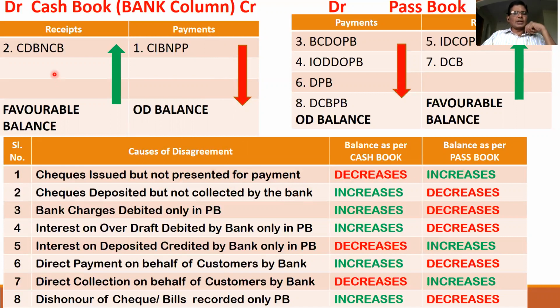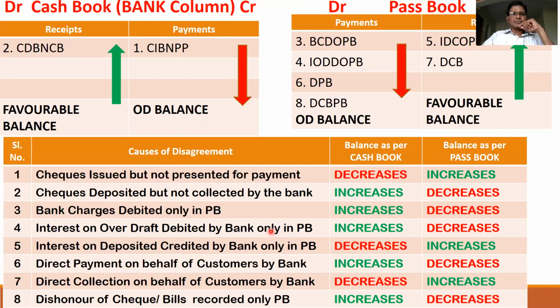Cheques are deposited but not collected by the bank. Whenever a cheque is deposited, you know very well that first it is entered on the debit side of the bank column of the cash book. Whenever a cheque is received on the receipt side, the cash book bank column increases. But after receipt of the cheques, the bank sends them for collection. In this time gap, cash book balance increases, passbook balance decreases.